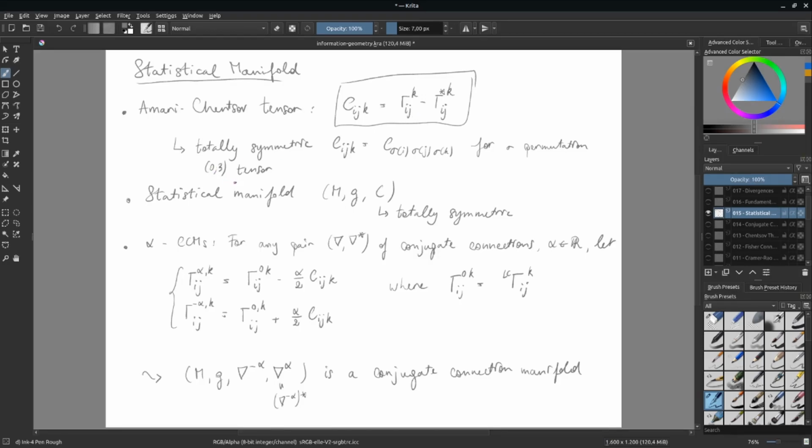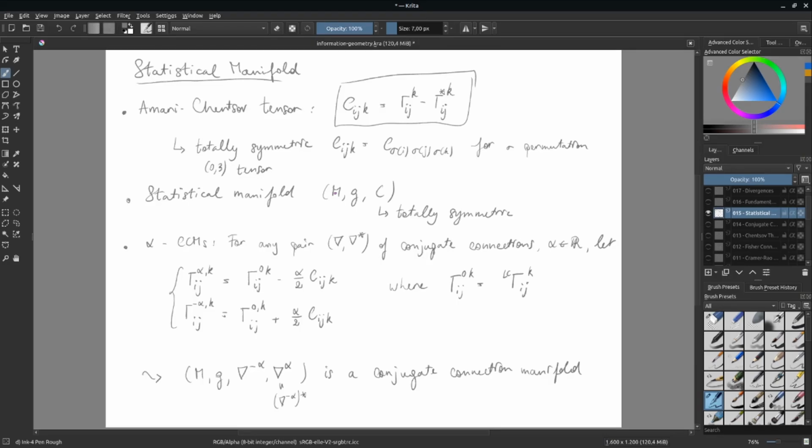It's a free covariant tensor, and it's also totally symmetric in the sense that C_ijk is equal to C_σ(i)σ(j)σ(k) for any permutation σ. And so the generic notion of a statistical manifold is this manifold M, the metric G, and then this totally symmetric free covariant tensor.